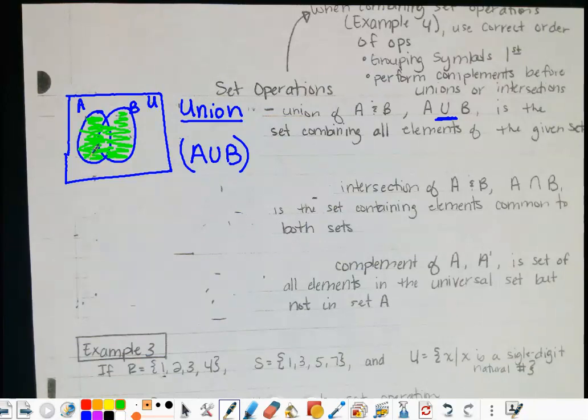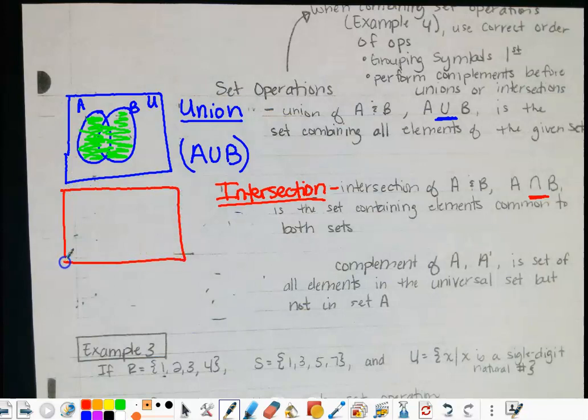All right, for the next one, the intersection of A and B. The definition is intersection, right? So we have intersection, and it's the upside down U. Let's look at a Venn diagram there. Because the union is combining all the elements, which is why we shaded everything in our Venn diagram here. The intersection is the set containing elements common to both sets. So we only want to shade the part that they have in common.